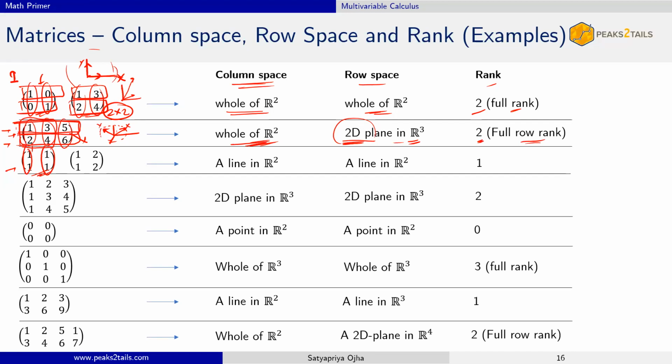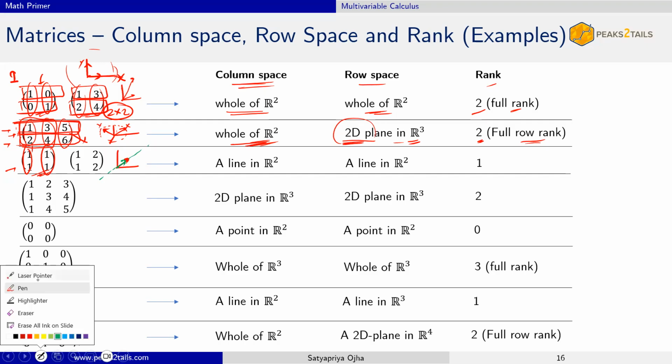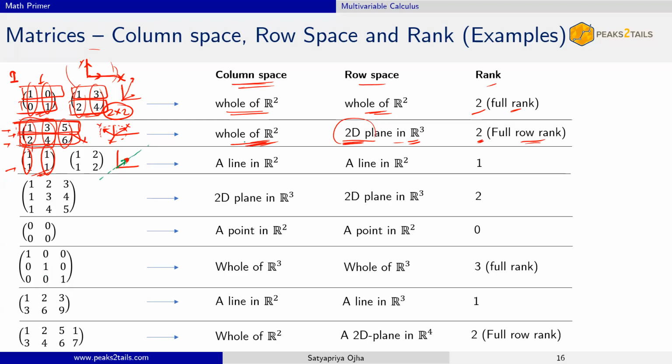The span is just a line, right? Same vector. So the span would be this line. It cannot cover the whole 2D space. Okay. So a line in R square.